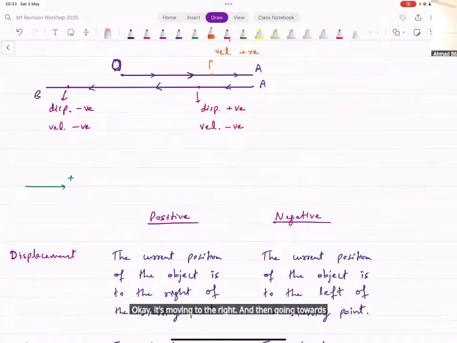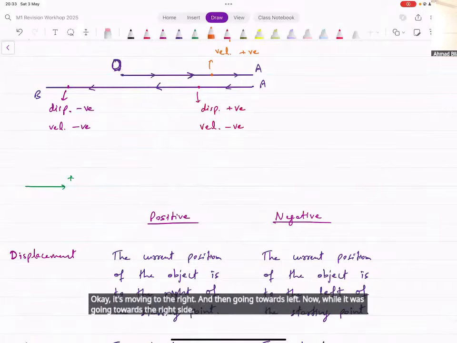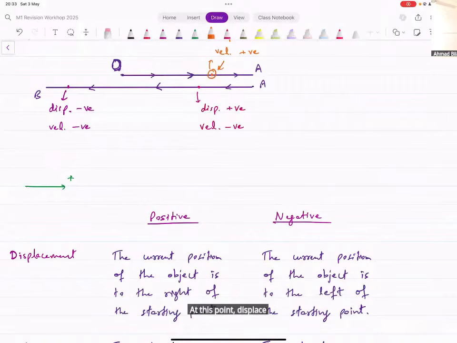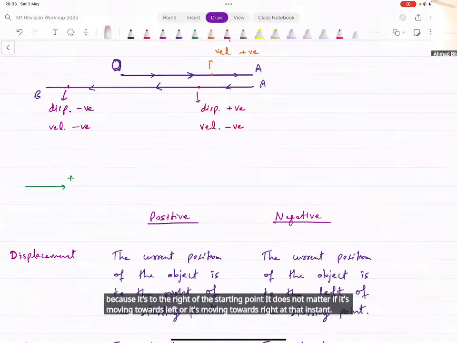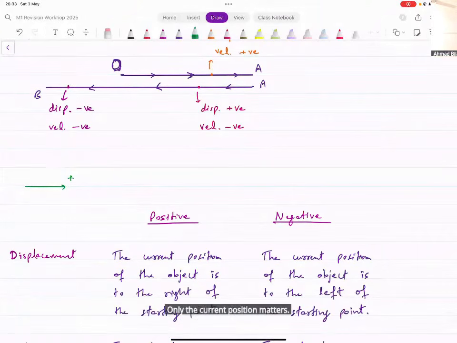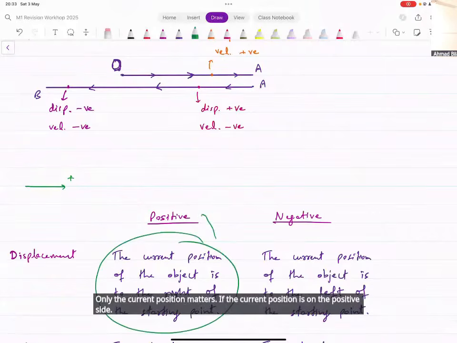Now, while it was going towards the right side, at this point, displacement is positive because the object is to the right of the starting point. At the lower point here as well, displacement is positive because it's to the right of the starting point. It does not matter if it's moving towards left or towards right at that instant. Only the current position matters. If the current position is on the positive side, the value of displacement is positive.